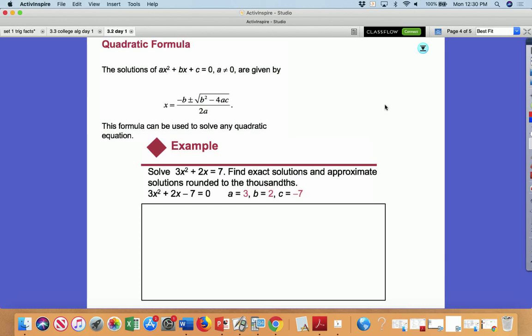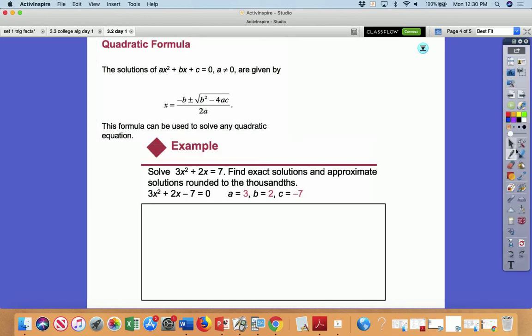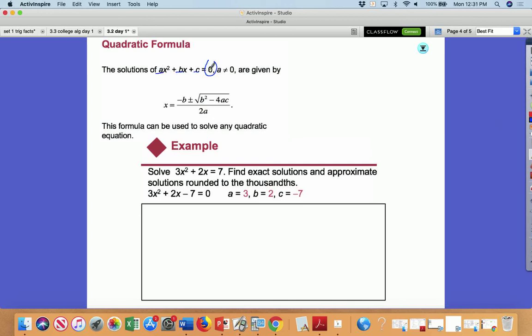x is the variable. So when you're looking for the value of x in the quadratic, the formula is in terms of the coefficients, right? Now you don't know what a, b, and c are until you have 0 on one side, and then you're going to be able to tell a, b, and c. So this one here, c is not 7. Let's subtract 7.